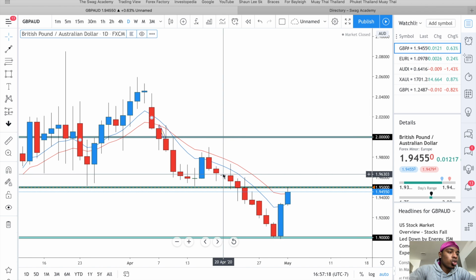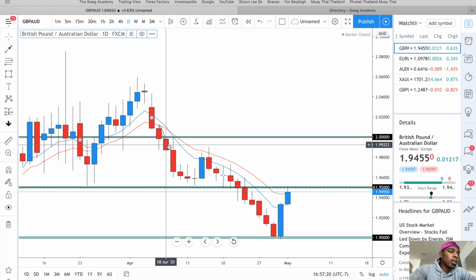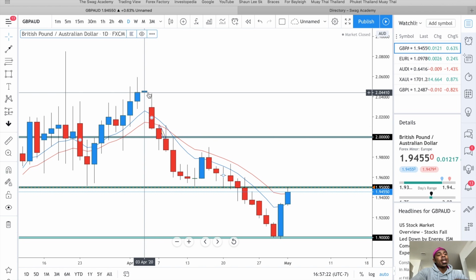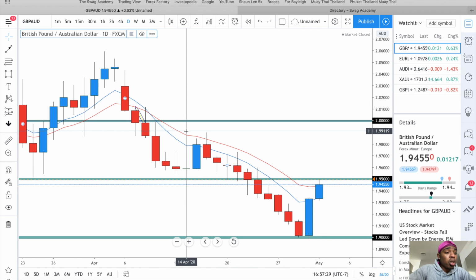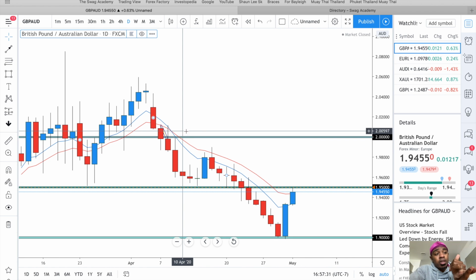We have 1, 2, 3, 4, 5, 6, 7, 8, 9, 10, 11, 12, 13 days straight. Obviously, we have a little retracement right here, but for the most part, for the last 2 weeks, price has been bearish. So for me, I'm looking at a daily. I see the moving averages are down, and I see price has been bearish for 2 weeks straight. Cool. I'm only looking for sells.